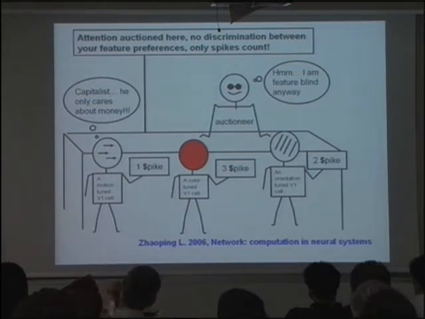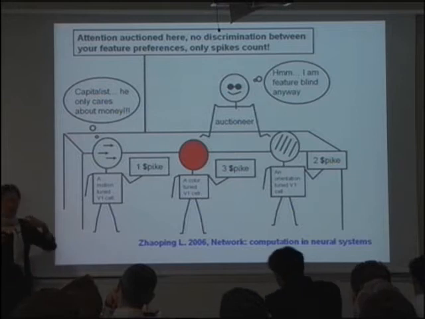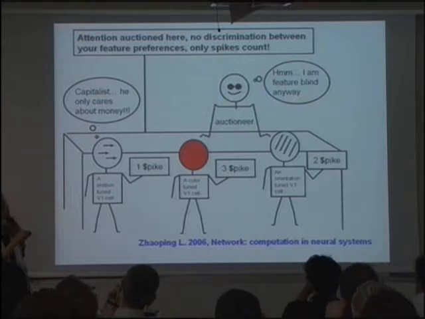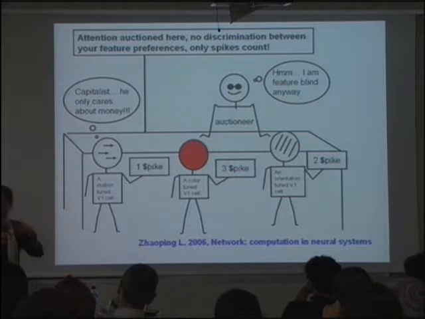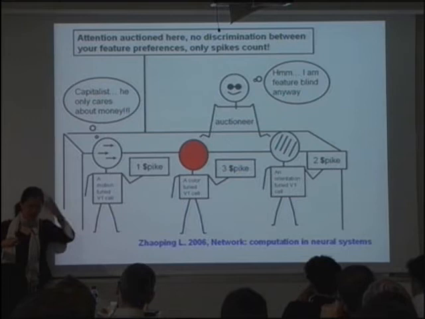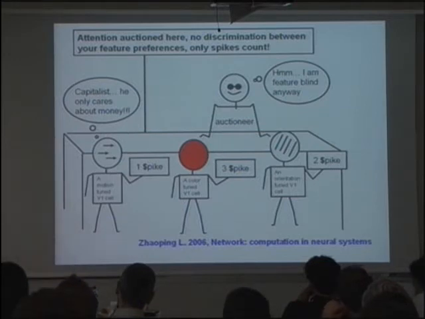Even though superior colliculus himself doesn't actually pay attention, he's the auctioneer. Even though he is feature blind, whatever attention is given to this winner is not feature blind. The selection is feature blind, but whatever attention follows is not feature blind. But all we care about, the theory is about selection, not post-selectional attentional processing.